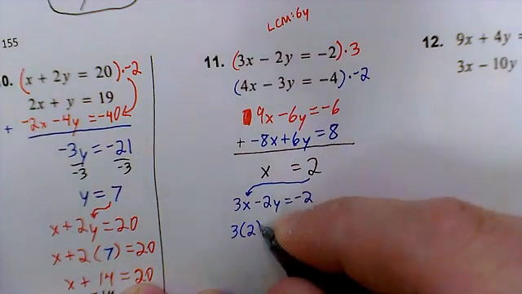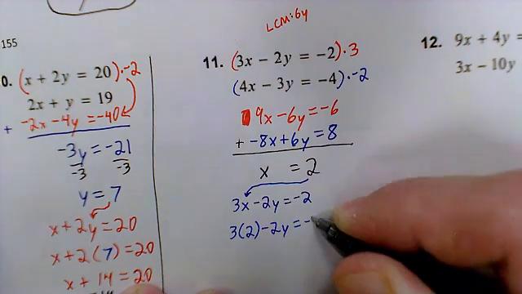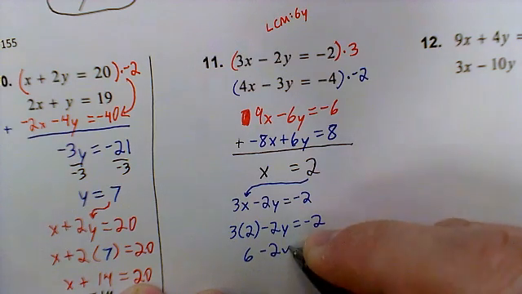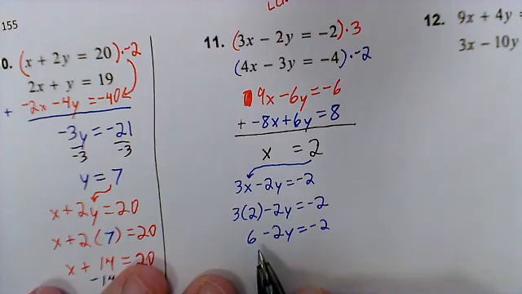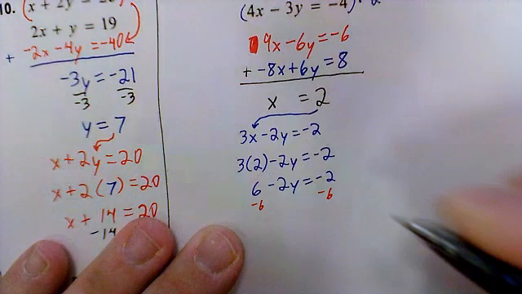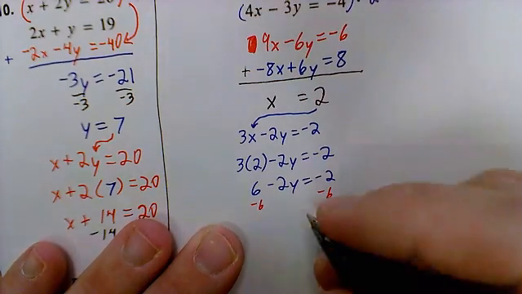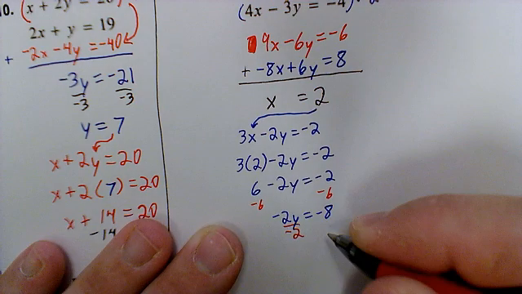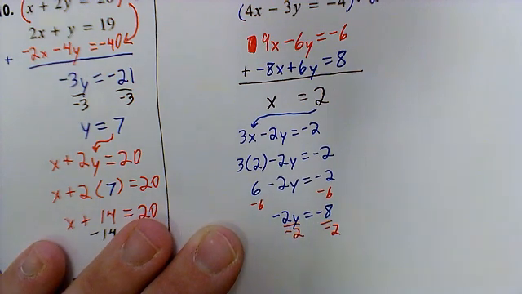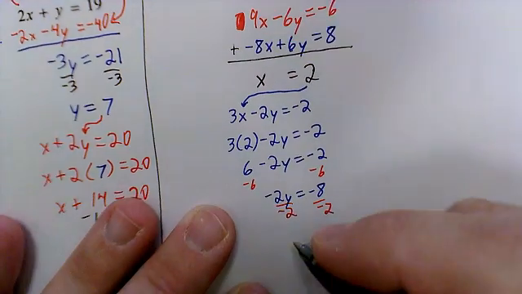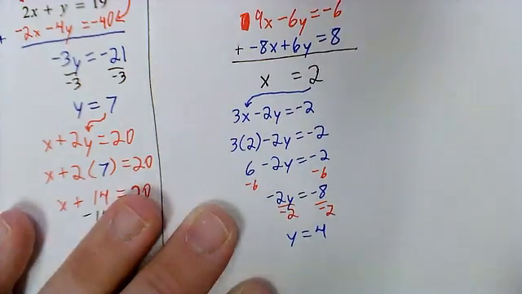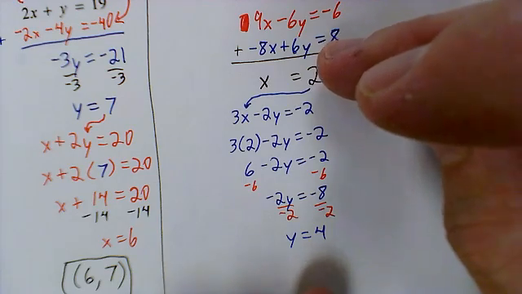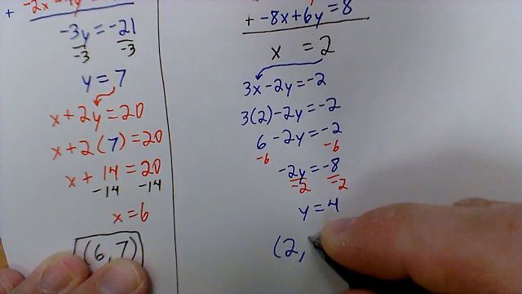So 3 times 2 minus 2y equals negative 2. And now I'm going to solve. 3 times 2 is 6. And I'm going to subtract the 6 on both sides. So negative 2y is equal to negative 8. And I'm going to divide by negative 2. So y is equal to 4. Now I finally got my answer for number 11. Number 11, I'm going to have my coordinate be 2, 4. X first, then y.